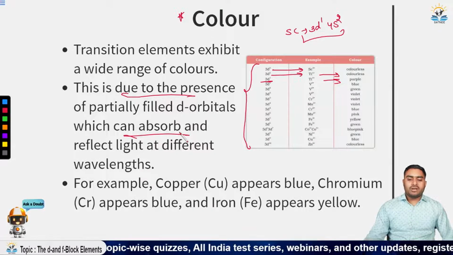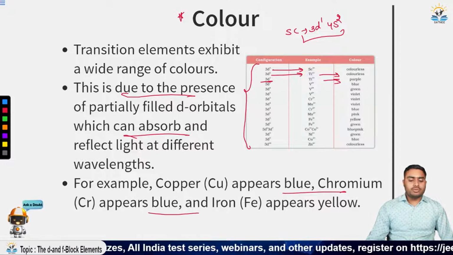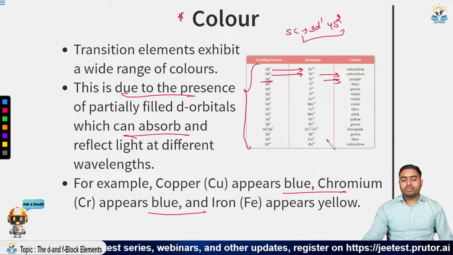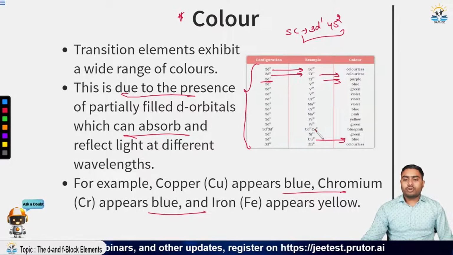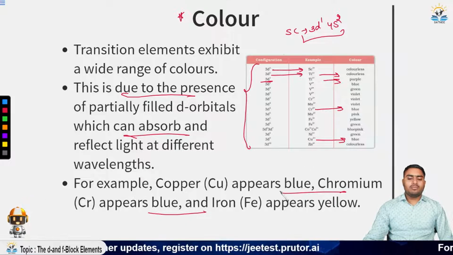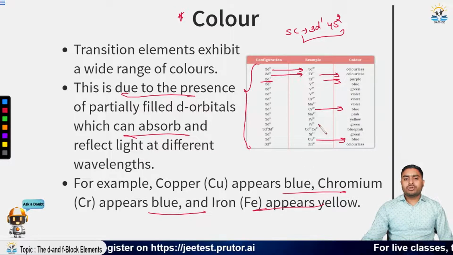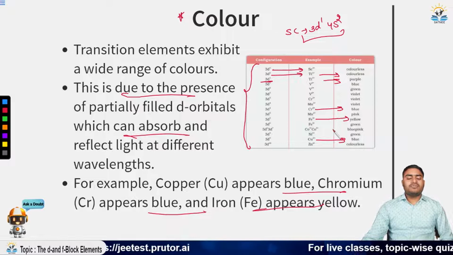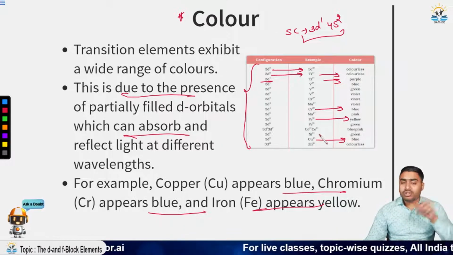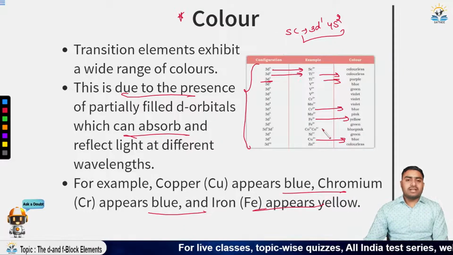For example, Cu2+ appears blue, and Cr2+ also appears blue. Iron appears yellow, right? For example, Fe3+ appears yellow, Fe2+ appears green, right? So that is the point here.